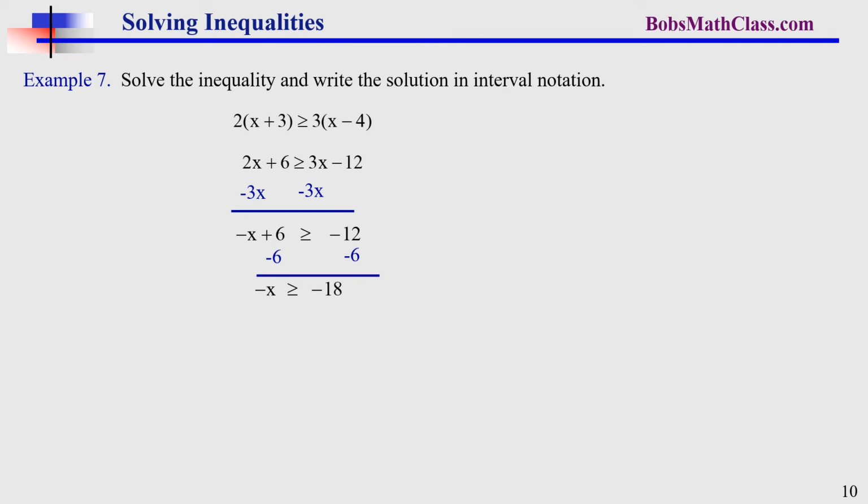We've got to get rid of that negative in front of the x, so we're going to divide by -1. You could also multiply by -1. It's your choice. But either way, if we divide by -1 or multiply by -1, we have to reverse the inequality symbol. So it's x is less than or equal to 18. Okay, we solved it. Are we done? Heck no, right? We got to write it in interval notation.